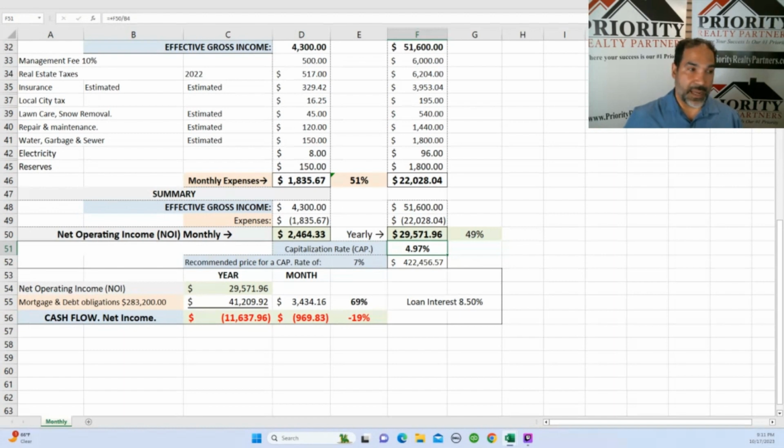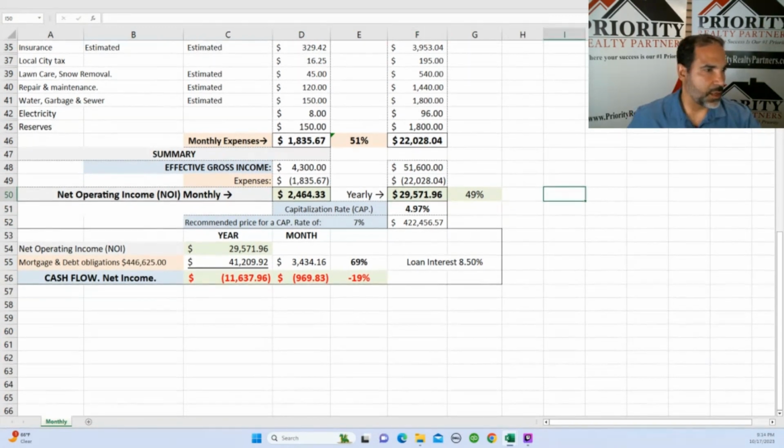Okay. Now, I will get a 75% loan on this property. And we see down here, once I get a 75% loan on the property, right now the interest rate at the end of 2023 for investment property is very high. It's roughly 8.5%. It could change depending on the investor and depending on the time of the year. So I use 8.5% right now.